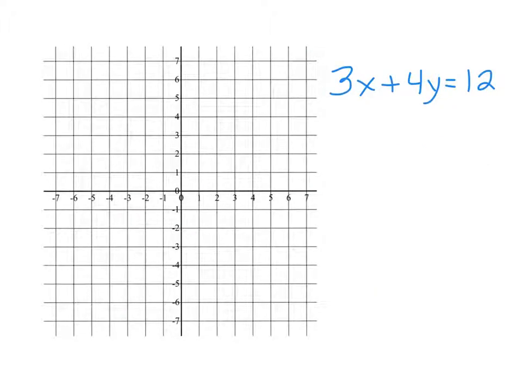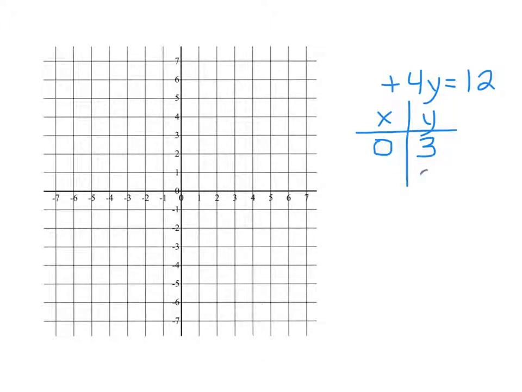So let's take a look at this equation, 3x plus 4y equals 12, and graph it in the same fashion. First thing I'm going to do is set up my t-chart. I'm going to let my two top labels be x and y, and I'm going to let x equal 0. As soon as I let x equal 0, 3 times 0 is 0, so I get rid of that. Now I'm just left with 4y is equal to 12. If 4y is equal to 12, that must mean that y is equal to 3.